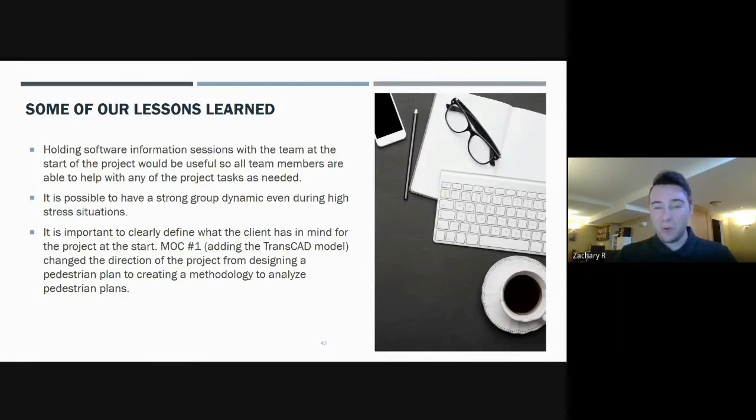Now, it's important to clearly define what the client has in mind for the project at the start. Adding the TRANSCAD model changed almost entirely the direction of our project, from designing a pedestrian plan to creating a methodology to analyze these pedestrian plans. If we had known earlier on that this was going to be the goal of the project, learning TRANSCAD could have begun way earlier, and we would have been able to use more robust techniques to develop plans and analyze the project.